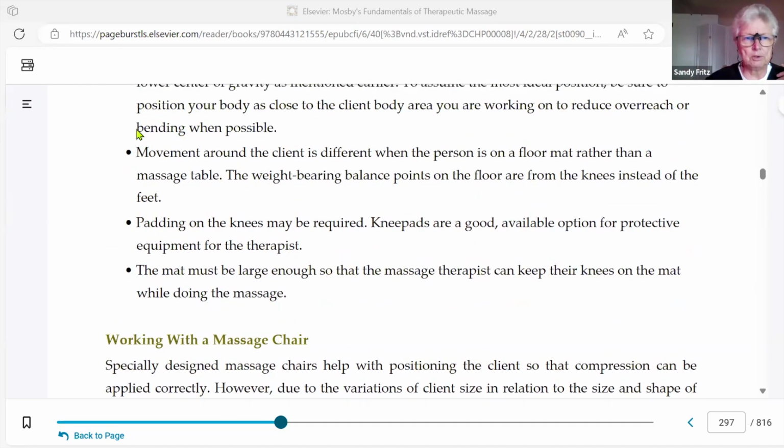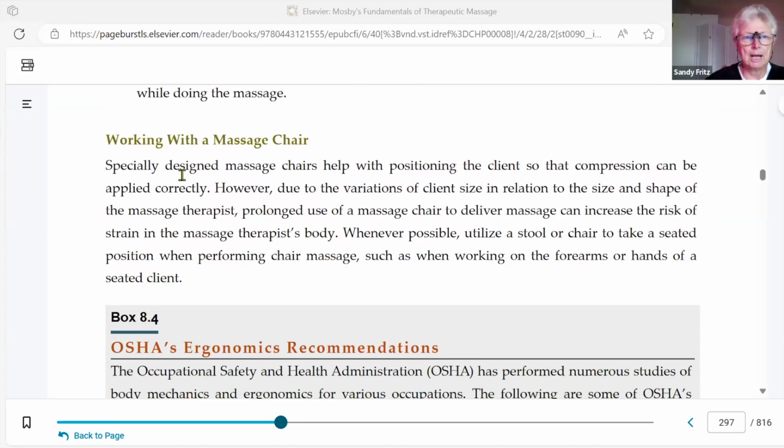And when we're looking at this working on a floor or a mat, we're going to talk to you about using your feet as well. I am not a fan of the massage chairs. I think that they do provide a promotional support, like if you're going to market doing some chair massage someplace.